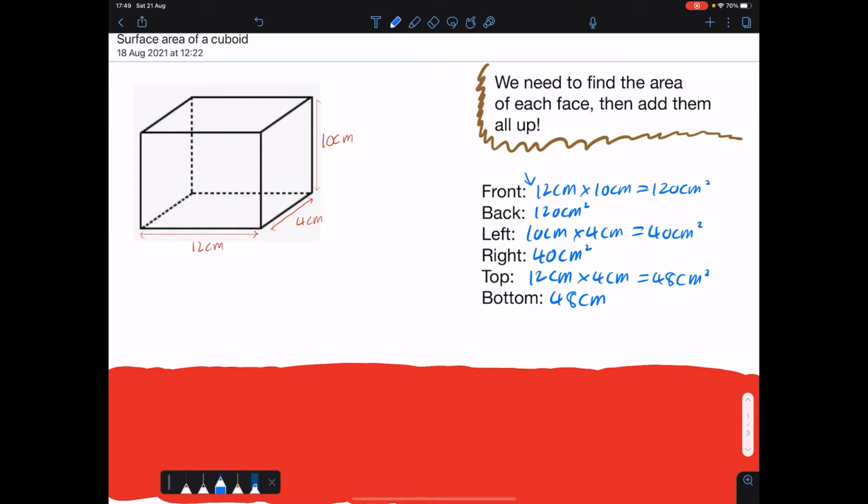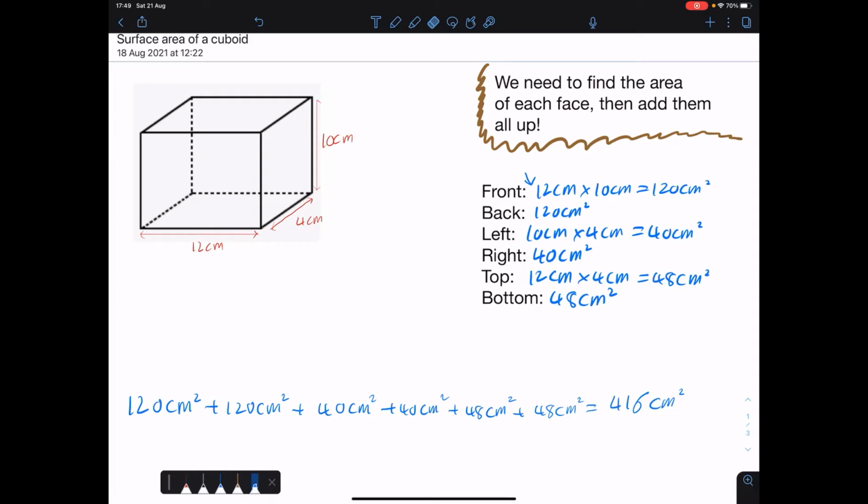Okay, so all we need to do now is add up all of these areas of the faces of this cuboid, and we will get the surface area of the cuboid. I have already done this. And as we can see, we have 120 centimeters squared for the front, 120 for the back, 40 for the left-hand side, 40 for the right-hand side, 48 for the top, 48 for the bottom, and adding all of these up yields a surface area of 416 centimeters squared for this cuboid.